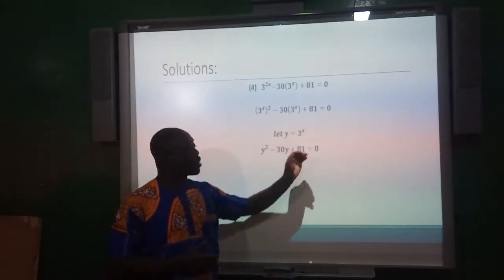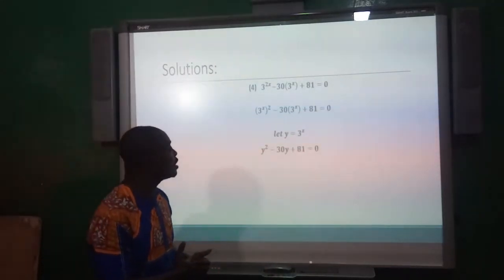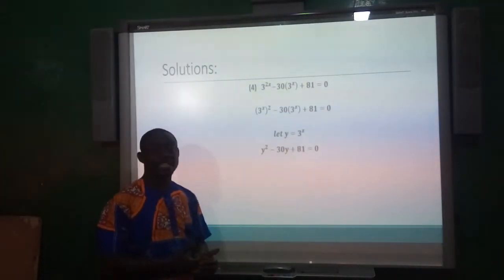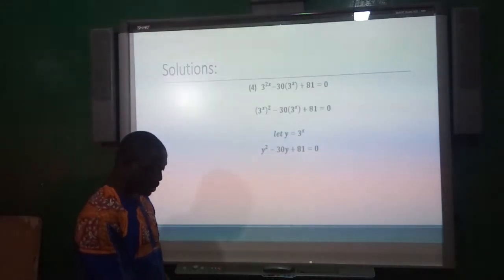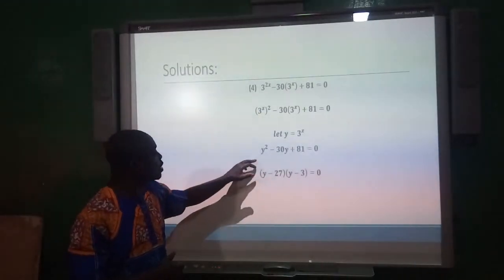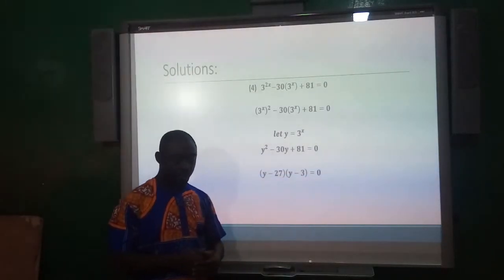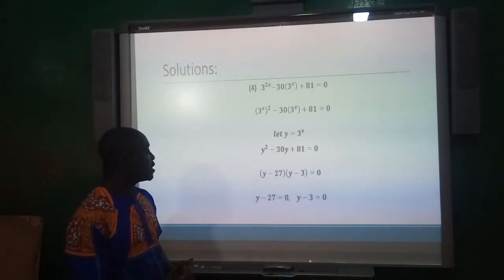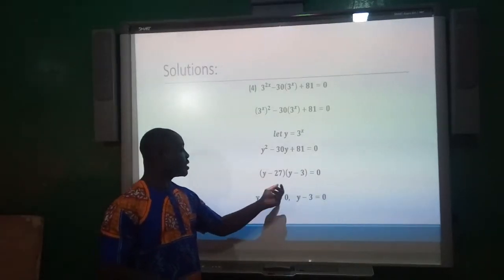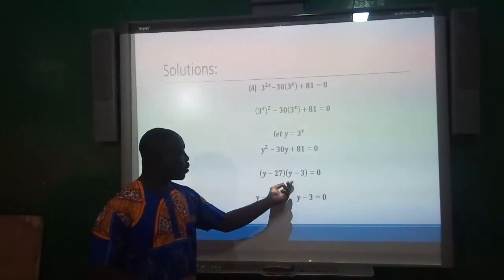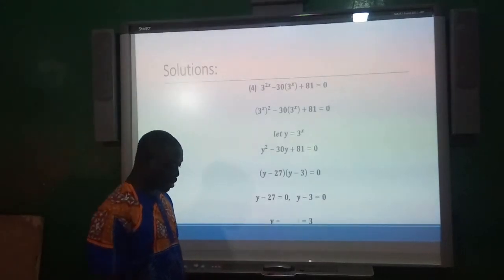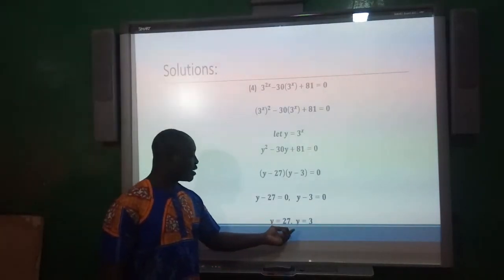So I then solve this quadratic equation. I want two numbers that multiply to give me 81 and add to give negative 30. The numbers are negative 3 and negative 27. So I'm going to get y minus 27, y minus 3 equal to 0. In this case, y minus 27 is equal to 0 and y minus 3 is equal to 0. So my y is 27 or 3.